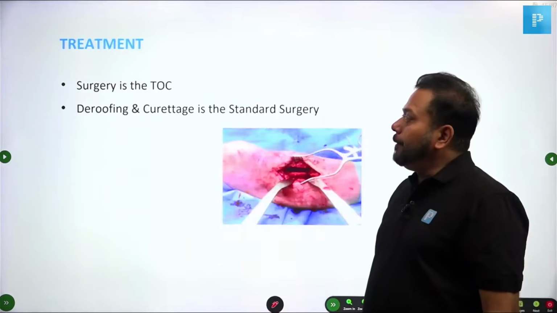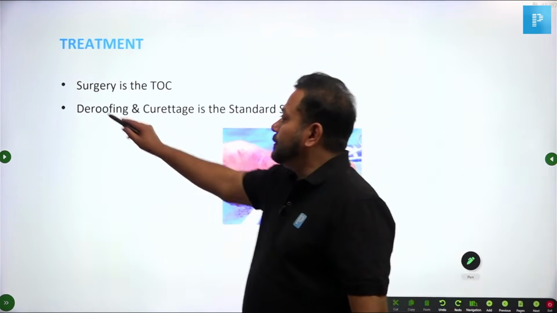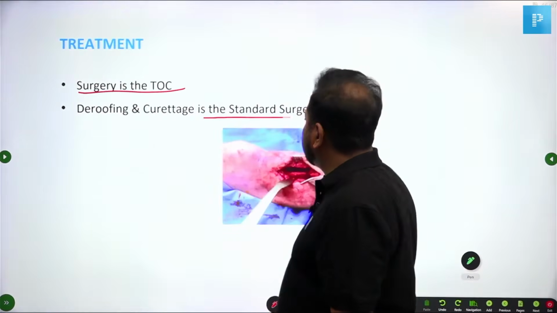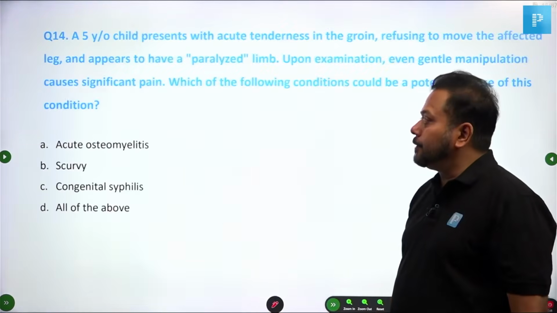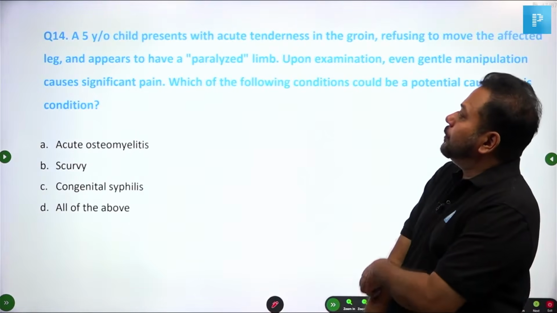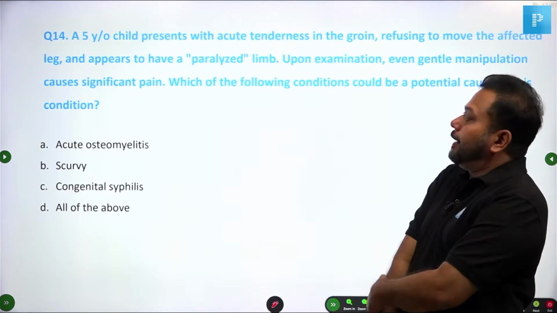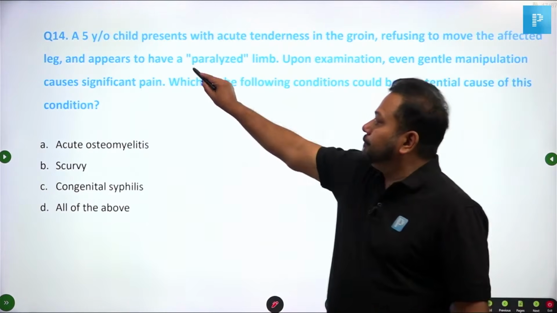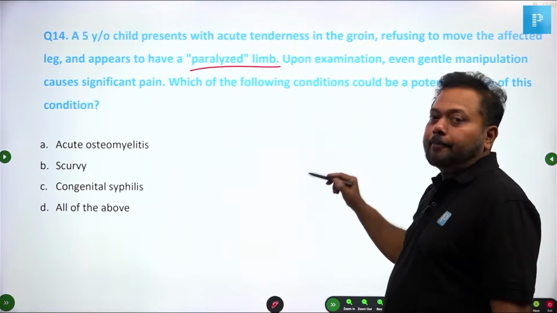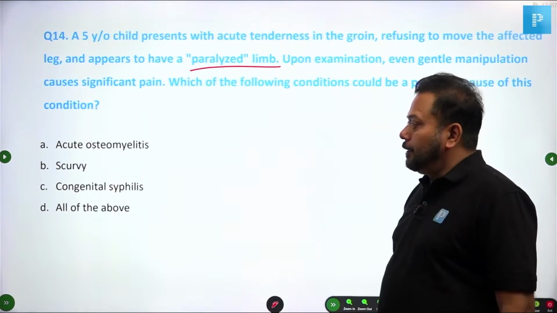Now coming to treatment of Brodie's abscess, treatment of choice is surgery. De-roofing and curettage is the standard surgery. Coming to 14th question. A 5-year-old child presents with acute tenderness in the groin, refusing to move the affected leg and appears to have a paralyzed limb. Upon examination, even gentle manipulation causes significant pain. Which of the following conditions could be a potential cause of this condition?